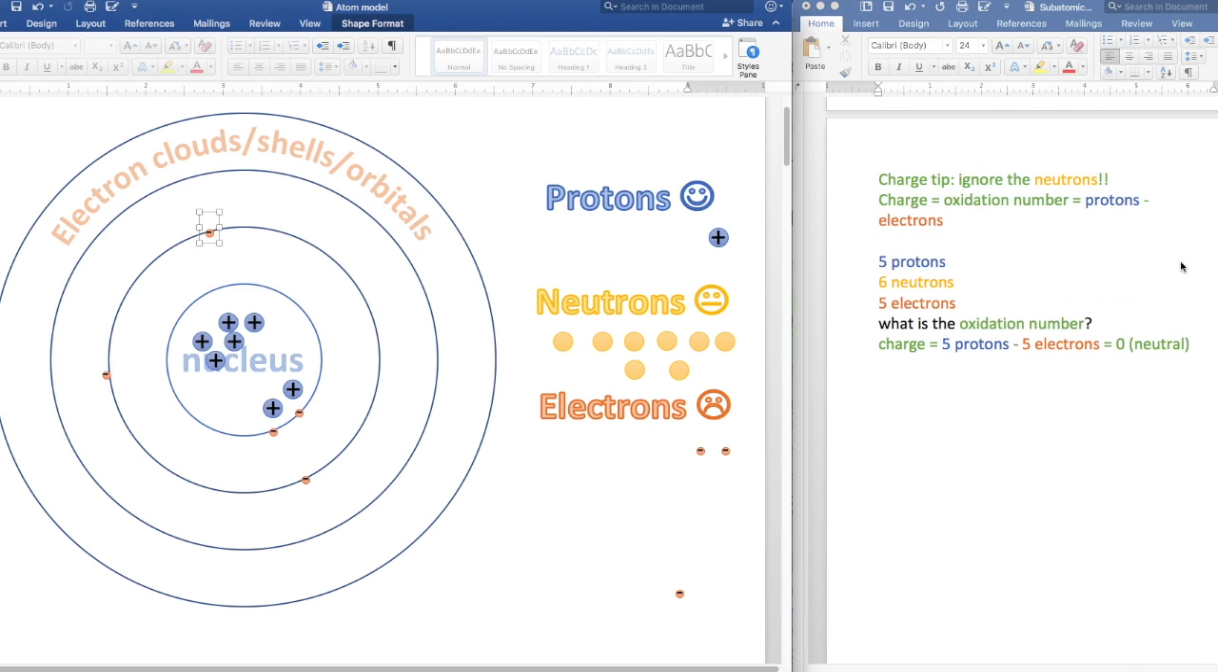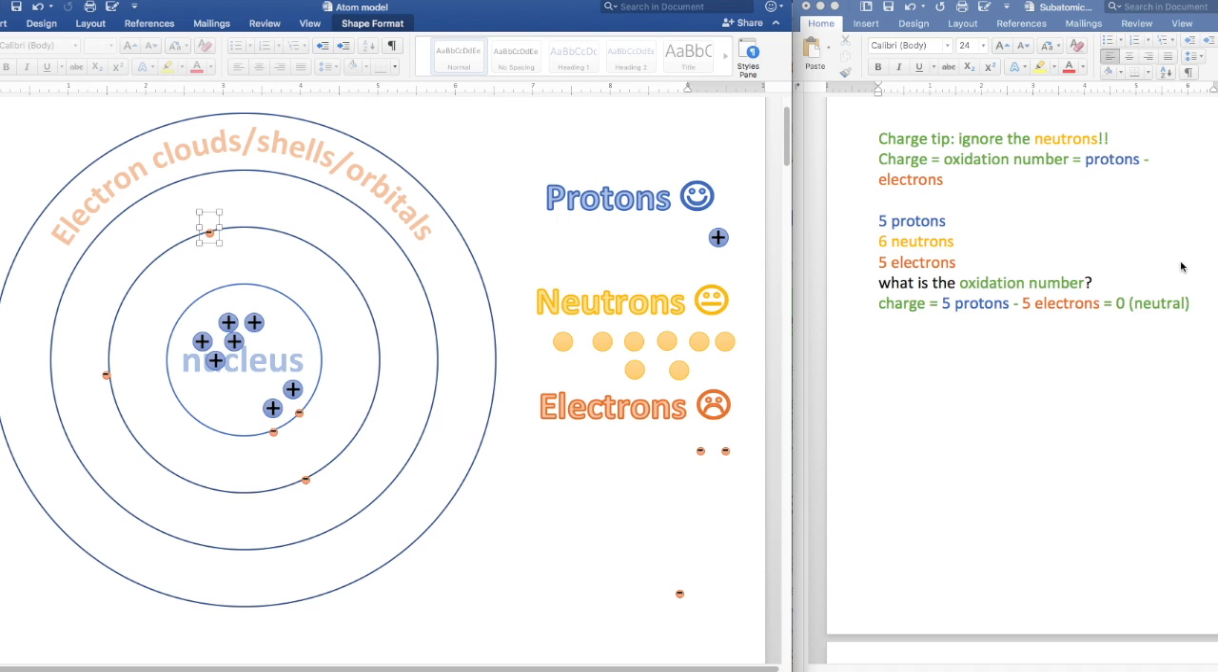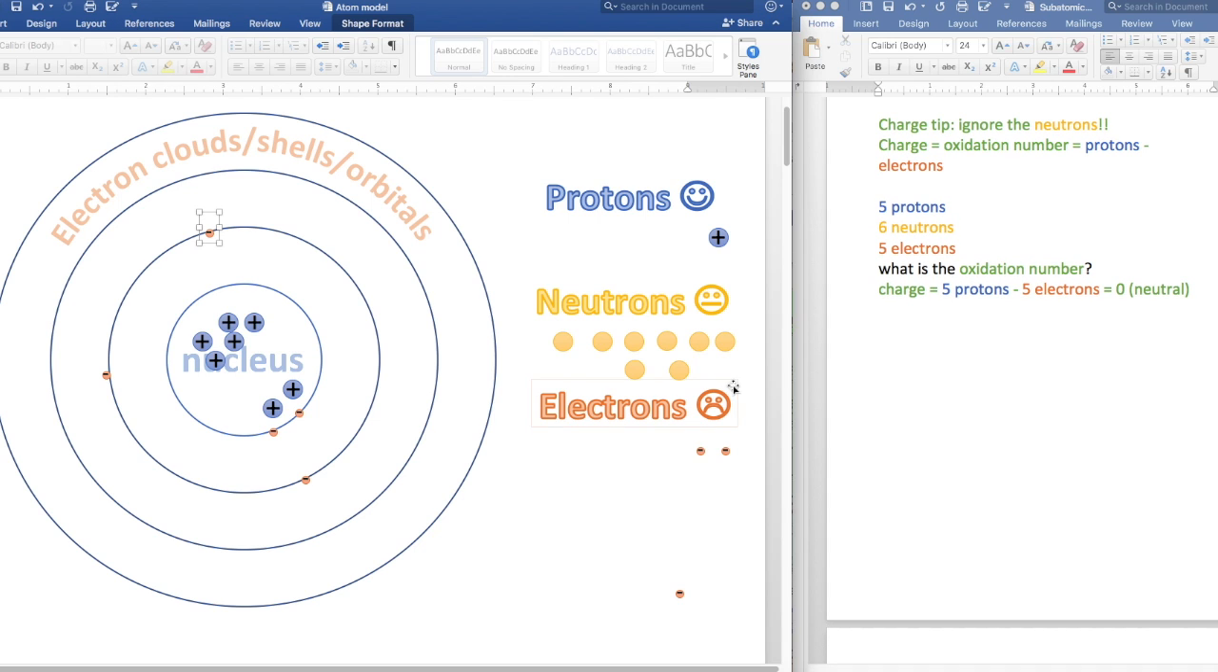Okay, so you remember when we were doing the mass, we had to ignore the electrons, and that's because the electrons are teeny tiny and essentially have no mass. Well, the neutrons have no charge. So anytime you're asked about the charge or the oxidation number, if they tell you how many neutrons you have, do not use that number anywhere because it doesn't matter, because neutrons do not change the charge because they're neutral.